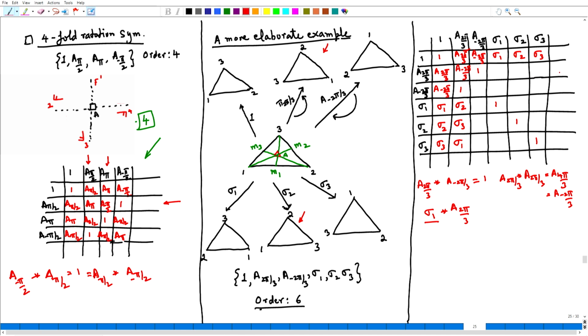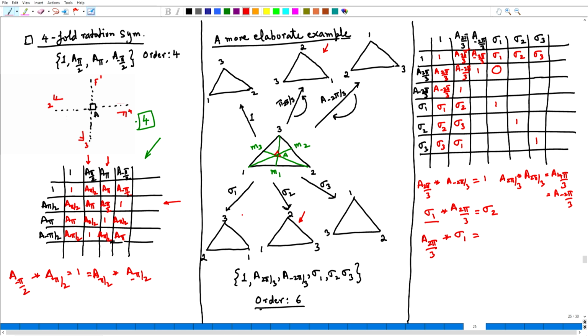Now, let me look at the second row, sigma 1 followed by a 2 pi by 3, and we got the result sigma 2. Now, let us look at the result of sigma 1 followed by a 2 pi by 3. What do I get? This is where I have to fill sigma 1 followed up with a 2 pi by 3. So, let us look at sigma 1.